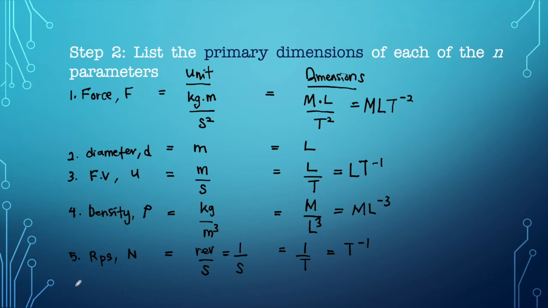So last is viscosity, mu. The unit is kilogram per meter second. We change into dimensions: kilogram is M, divided by meter, L, times second, T. Change into another form, M L minus 1 T minus 1. Therefore, we have listed the primary dimensions of each of the n parameters.